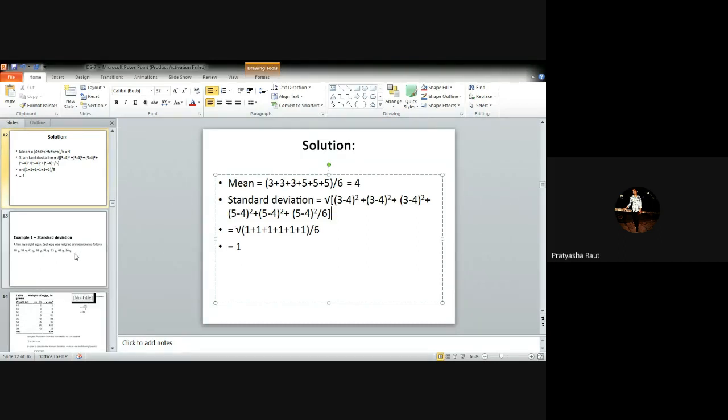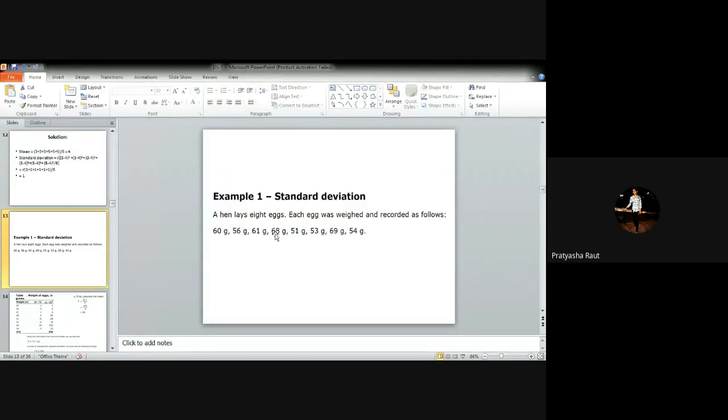I move to the next slide. There is another problem for you to solve. In this particular example, 8 eggs were weighed and recorded as follows: the first one is 60 gram, then 50, the third one is 61 gram, the fourth one is 68 gram, then 51 gram, next 53 gram, the next one is 69 gram, and the last one is 50 gram. Calculate the standard deviation.